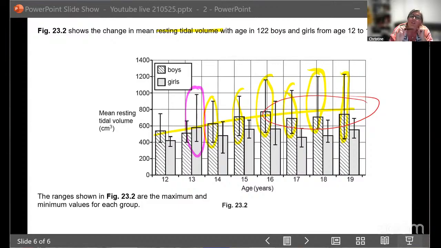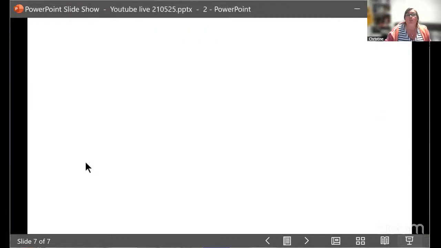Okay, so what does it mean if standard deviations overlap? Now, these are not standard deviations, just to be clear. They've told me in this question that it is the range. However, what you've asked is a very good question.